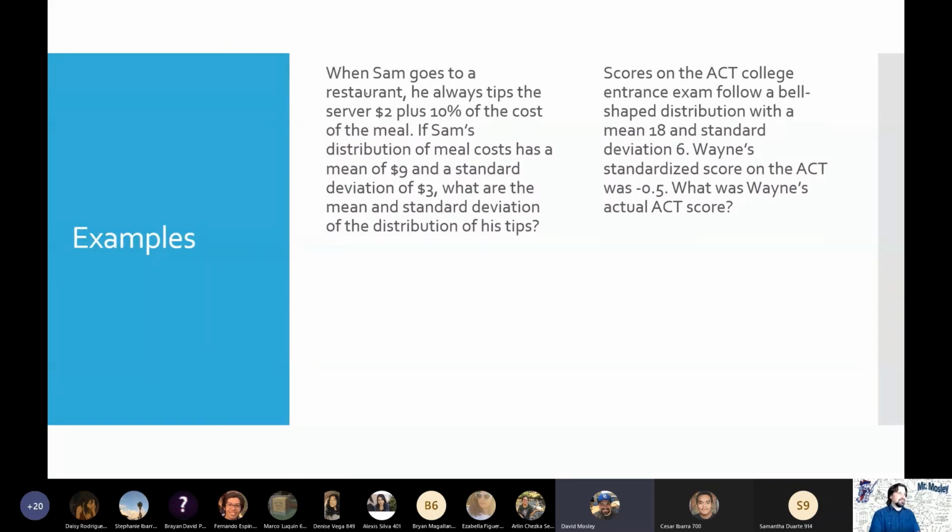All right, we have Sam. When he goes to a restaurant, he always tips the server $2 plus 10% of the cost of the meal. If Sam's distribution of meal costs has a mean of $9 and a standard deviation of $3, what are the mean and standard deviation of the distribution of his tips?